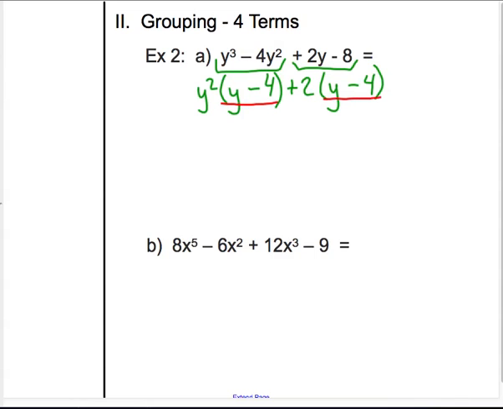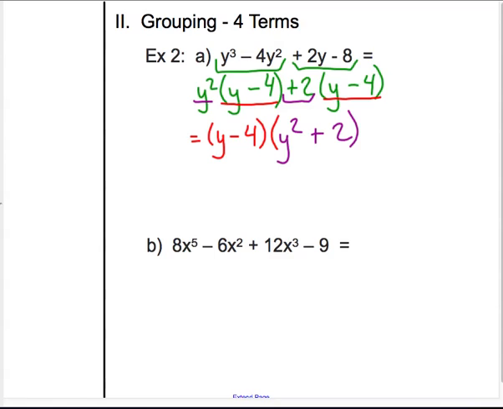So that's now my new greatest common factor. So I factor out the y minus 4. What's left on my first term is y squared. And what's left on my second term is a positive 2. So our final answer is the quantity y minus 4 times the quantity y squared plus 2.